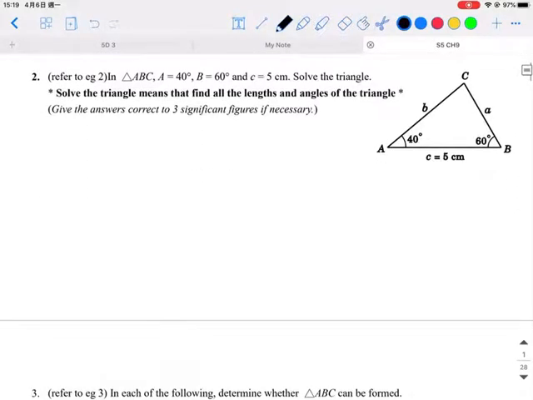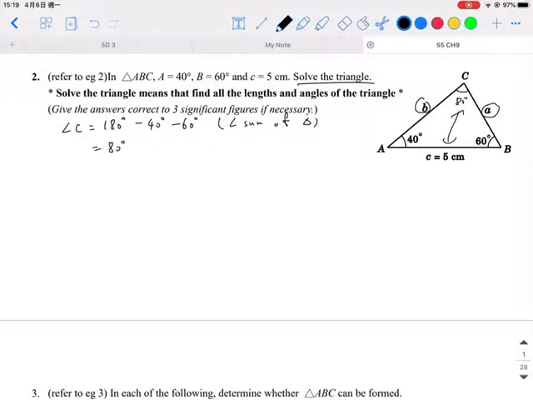And then for question number 2, now we need to solve the triangle. That means find all the lengths. So we still have small letters a, b, and the angle C here. Okay, so first step, we solve angle C, which is equal to 180 degrees minus 40 and then minus 60 degrees, which is equal to 80 degrees. And the reason is angle sum of triangle. So you can get 80 degrees here, and we have a pair of it. So I can find the length of a and length of b. So I can write it down like this.